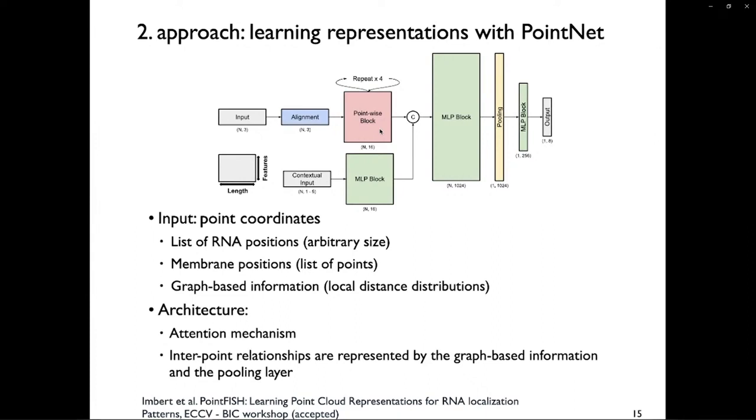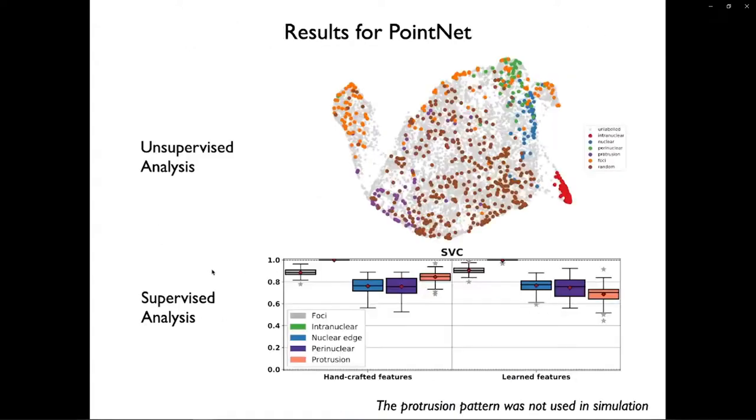In addition, we need some more input. Of course, we need the membrane positions themselves, because otherwise the network could not relate the RNA positions with respect to the membrane positions. We also use some graph-based information, local distance distributions, in order to enrich the descriptions and to use interpoint distances also. This is a paper that has been accepted for the ECCV BIC workshop and is going to be online very soon. And this is the result.